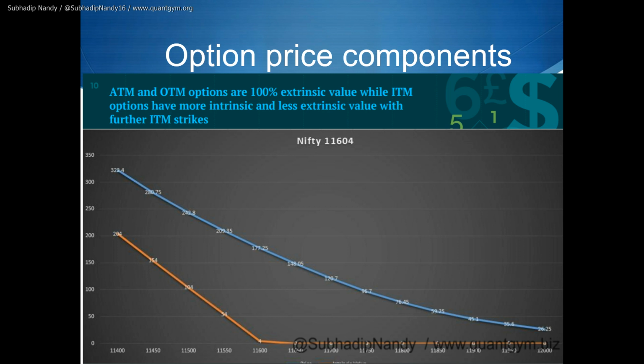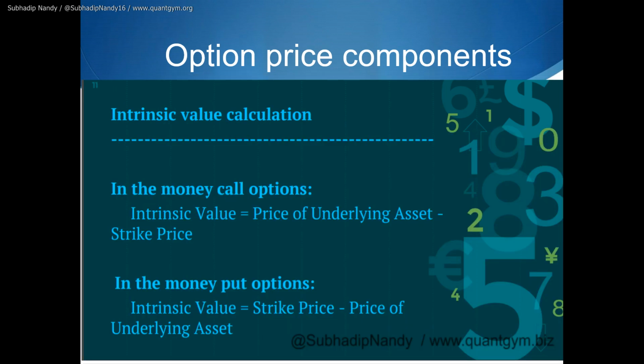Now what you are seeing in front of you are two lines. One is a yellow line, one is a blue line. The blue line is basically the price of the option. And the yellow line which you see is basically the intrinsic value of that option. So if Nifty is at 11604, it's an old PPT slide. And if you see below 11600, the intrinsic value actually increases as you go more in the money. But from 11600, you see the intrinsic is basically flat. So everything is extrinsic, right?